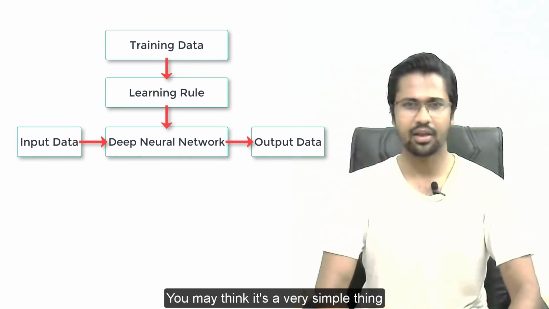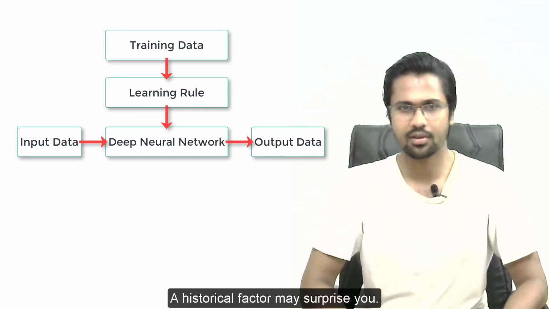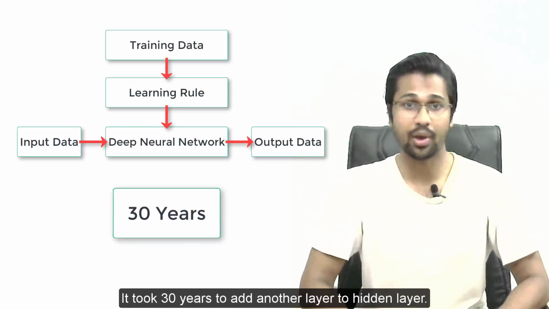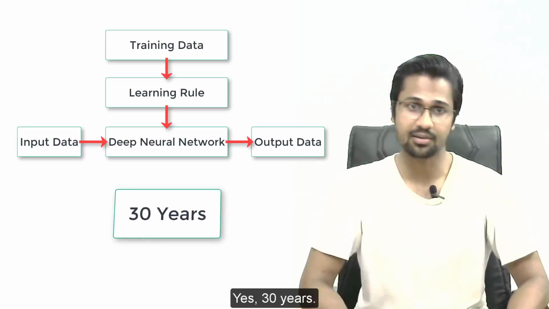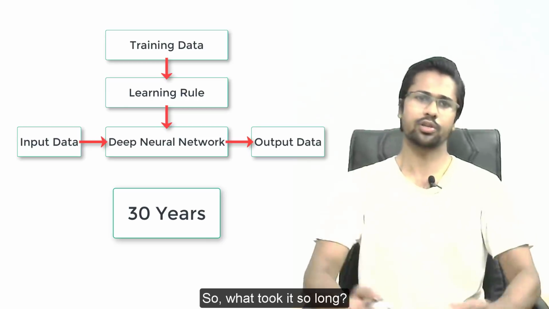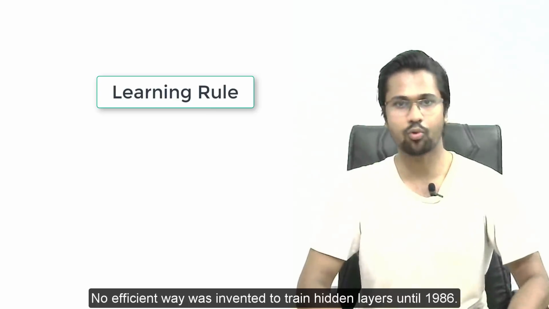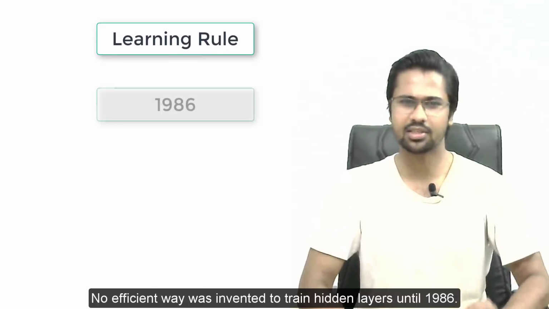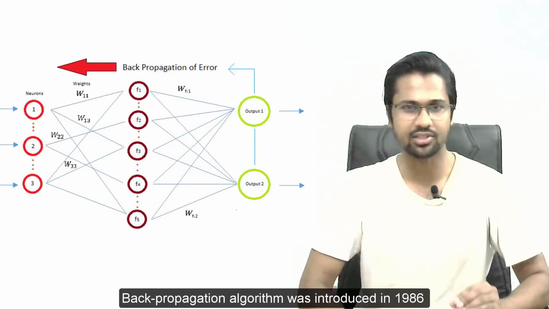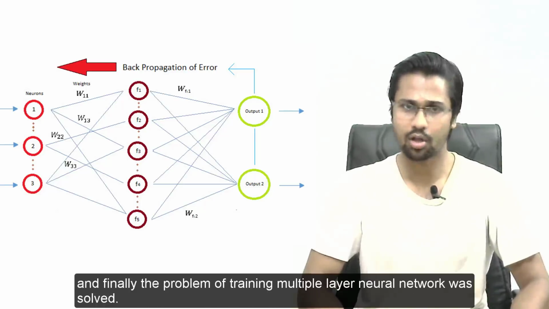You may think it's a very simple thing. What makes it so attractive? Okay, a historical fact may surprise you. It took 30 years to add another layer to hidden layer. Yes, 30 years. So what took it so long? It's the learning rule. No efficient way was invented to train hidden layer until 1986. Backpropagation algorithm was introduced in 1986, and finally the problem of training multiple layer neural network was solved.